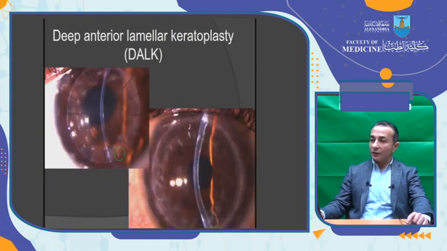This is a picture of keratoplasty, the deep anterior lamellar keratoplasty. This is the graft, and you can see a clear cornea. The curvature is very good. These are the sutures. You may use either interrupted sutures or you can use continuous sutures as in this case.